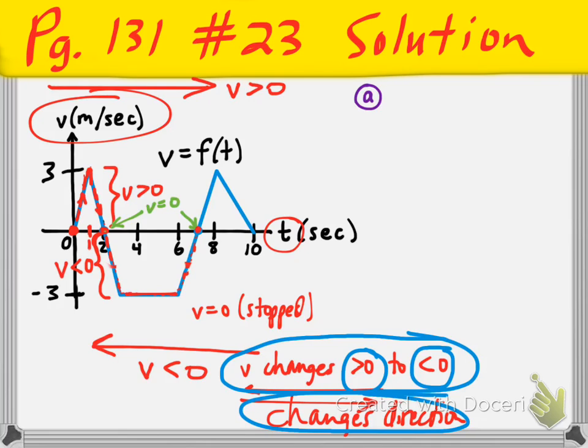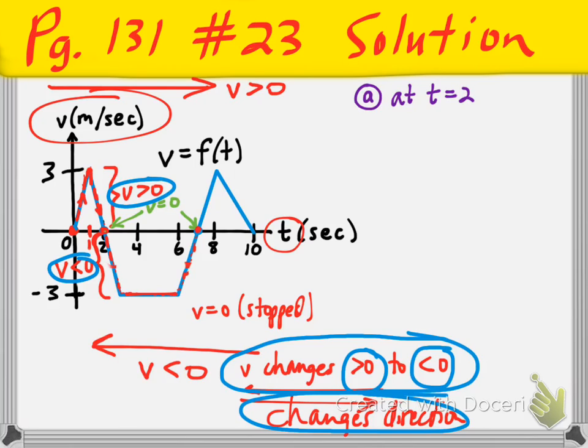The velocity from t equals 0 to t equals 2 is positive, and then after 2, velocity is negative. So right there at t equals 2, the particle went from positive to negative, so therefore at time t equals 2, the velocity changed from positive to negative, so therefore the particle changed direction.